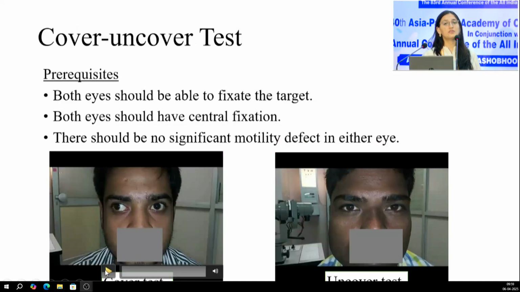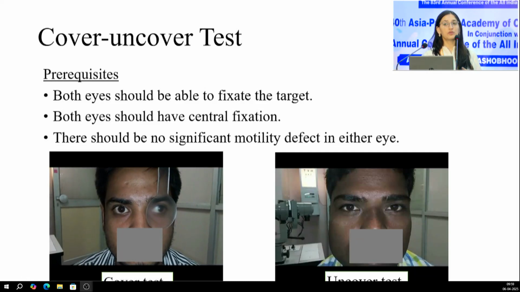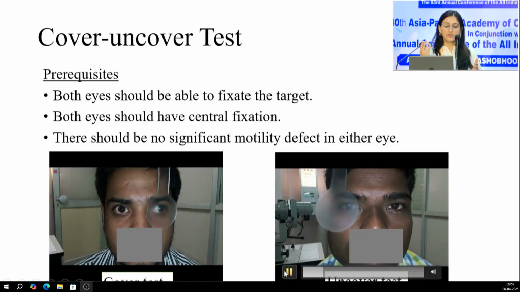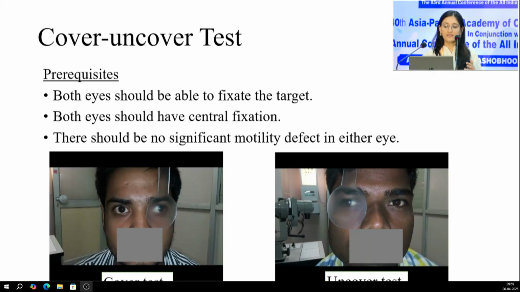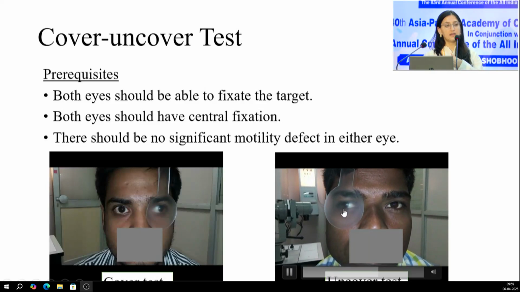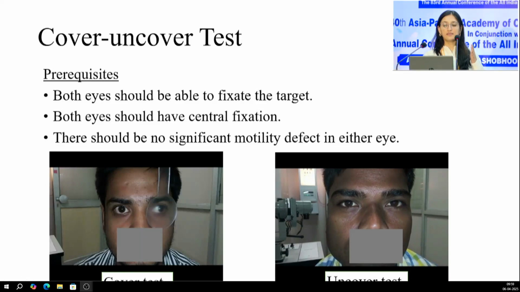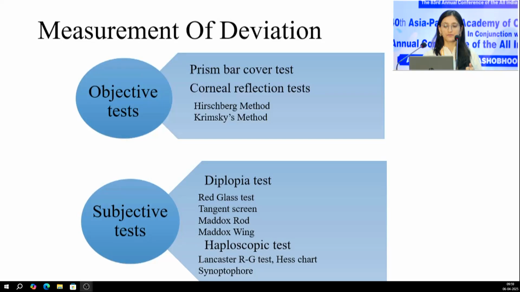Next, we are concerned with the cover and uncover test. The prerequisites are that the patient should be able to fixate and should have a central fixation. Also, any gross motility defect would limit our findings. So, in a cover test, what we do is we cover the fixing eye and look for the movement of the squinting eye. In uncover test, we can put the occluder on any eye. So this is the undercover test while we observe what is happening undercover, and uncover test is how the eye comes back or how the eye reacts when the cover is removed.